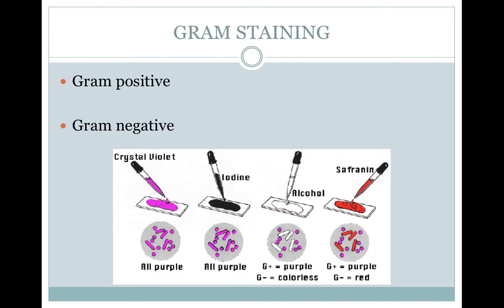Gram staining is used to classify bacteria. It was developed by Hans Christian Gram in the 1800s. He was a Danish doctor. First, it exposes the cells to crystal violet, then iodine, then they're rinsed in alcohol, and then they're exposed to a red dye. If they are gram-positive, they stain purple.